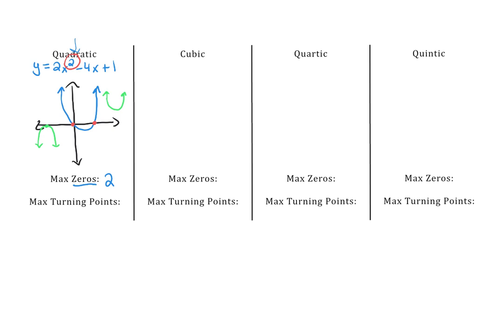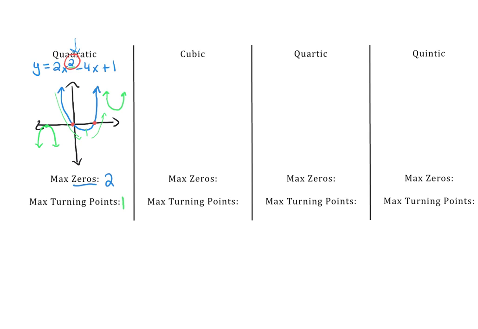Okay, turning points then. Here, I'm decreasing, and then I have this point where it increases. So I have 1 turning point. So the number of turning points is simply 1 less than your degree.